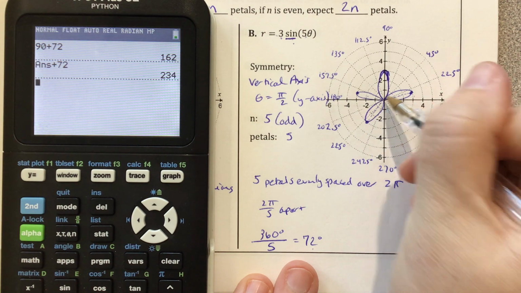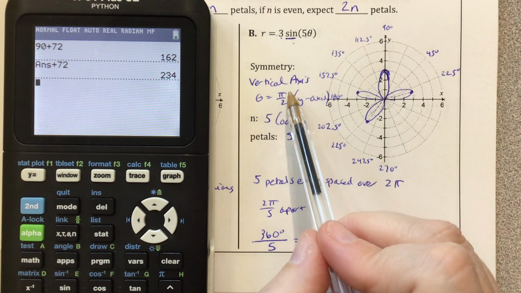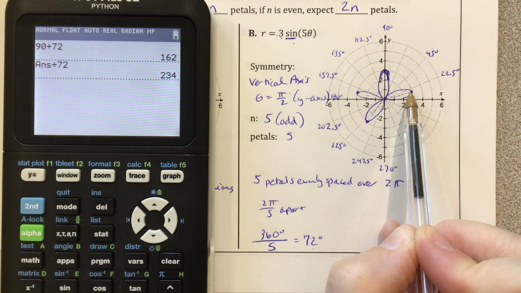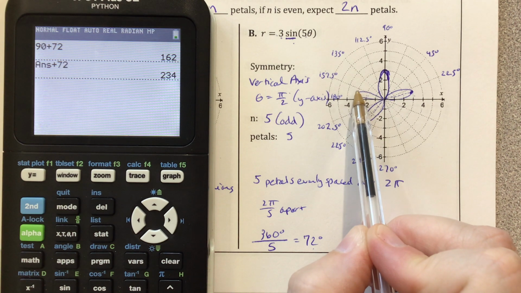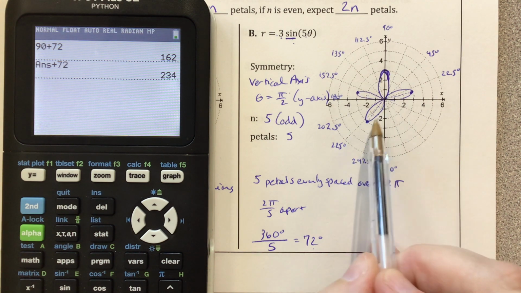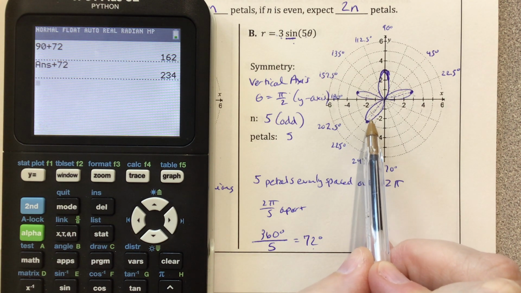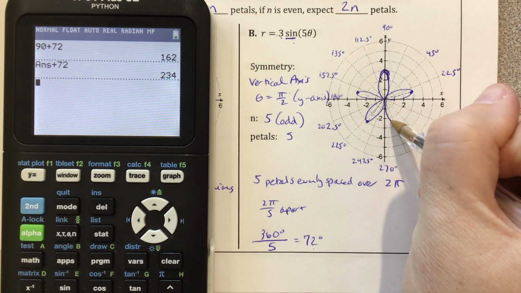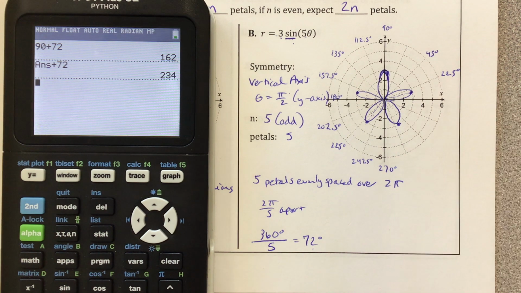Oh, hey, you know how we said this had vertical axis symmetry? So this point right here should correspond to a point at the same radius over here. This angle here should correspond to an angle over here. Why don't I just use reflection to help me out in graphing that other petal?